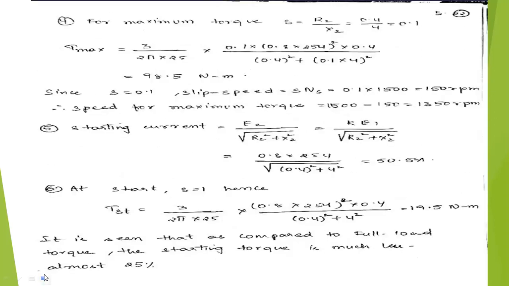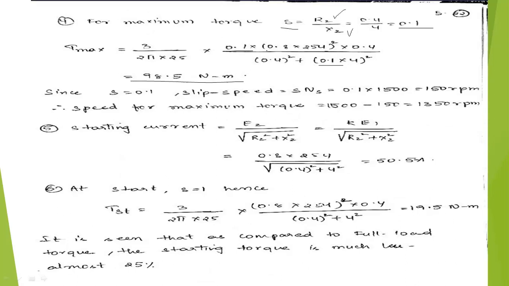Okay, so next, fourth bit, maximum torque. For maximum torque, the slip should be a particular value. What is the value of that slip? R2 by X2. R2 value is 0.4 and X2 value is 0.4, so it becomes 1. So this slip you have to substitute in the torque formula. For maximum torque, you substitute the slip at maximum torque, not 0.05. If you substitute all the known values, you will get T maximum as 98.5 newton meters.